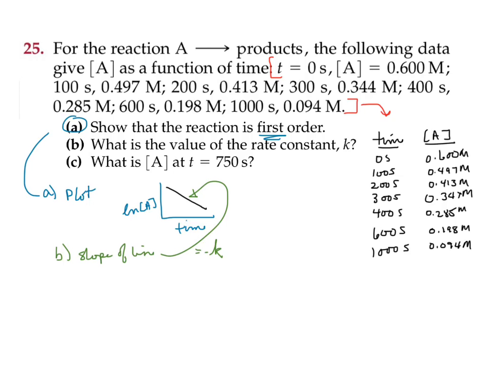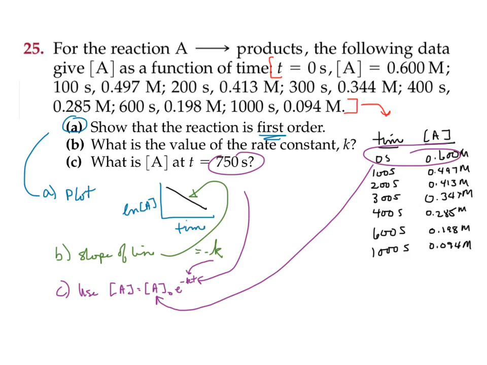You're going to get it from your plot. And then the last one, you could use your graph, I think, but I would go ahead and use, since it's first order, this relationship, where the concentration at any time T is this. So it said, what if your time is 750 seconds? What's the molar concentration? So you plug in for that.